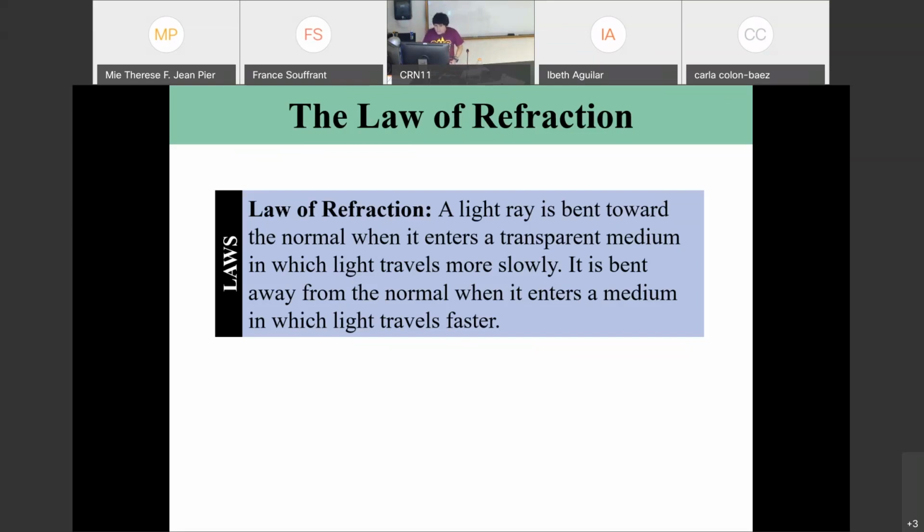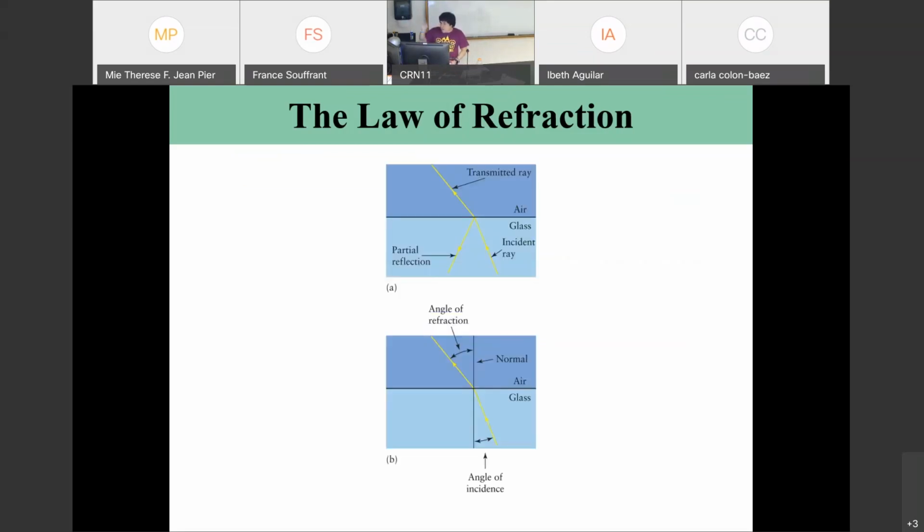In any case, light will do this if you're going from air to another medium with a higher index. And every medium, glass, water, right, they all have indices of refraction that are higher than 1. 1.5 for glass, 1.33 for water, right? So there is always this idea of refraction happening there. All right?